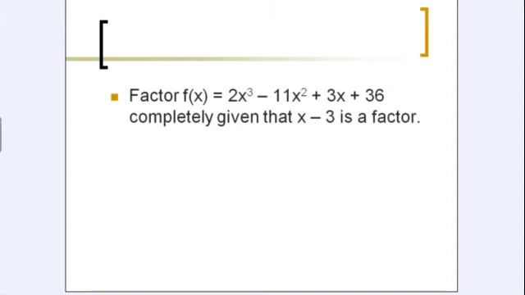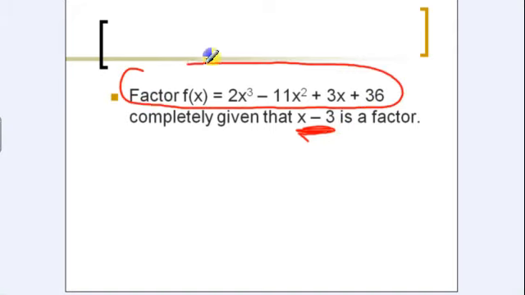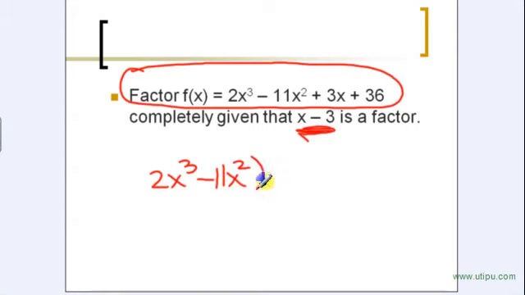Here we're asked to factor this function, and we're given that x minus 3 is a factor. Well, if I was just asked to factor this function, before this point in time, I would see that we have 4 terms, and I would try factoring by grouping. But I'd quickly see, if I try factoring by grouping, it wouldn't work out. Let me show you.